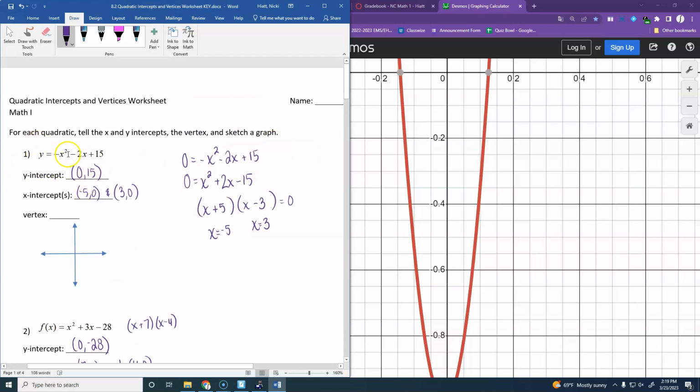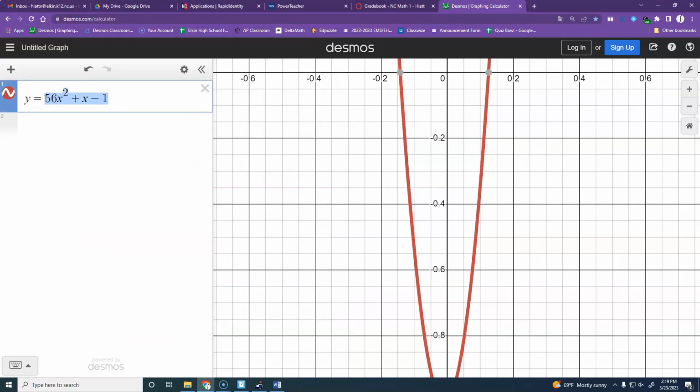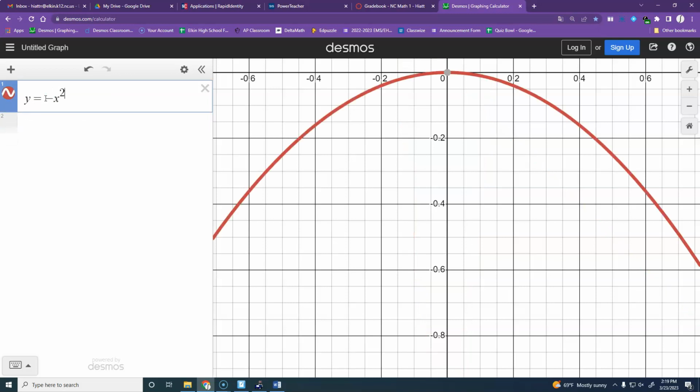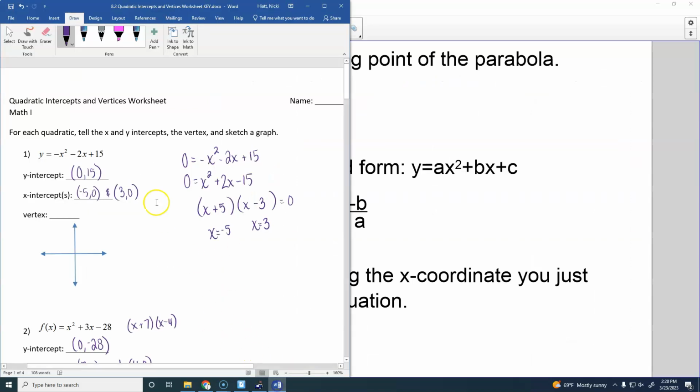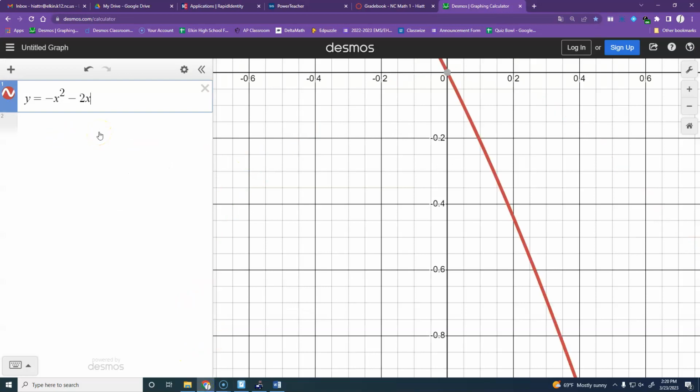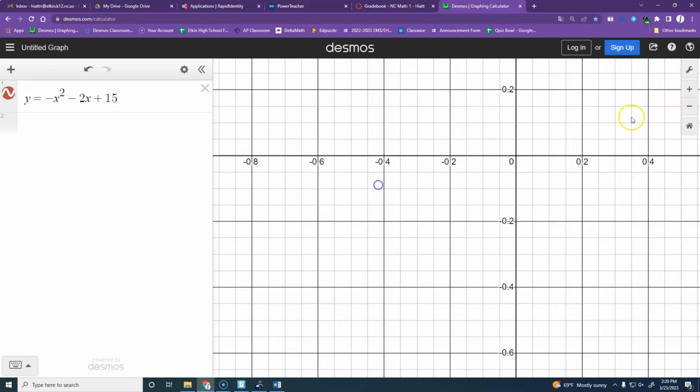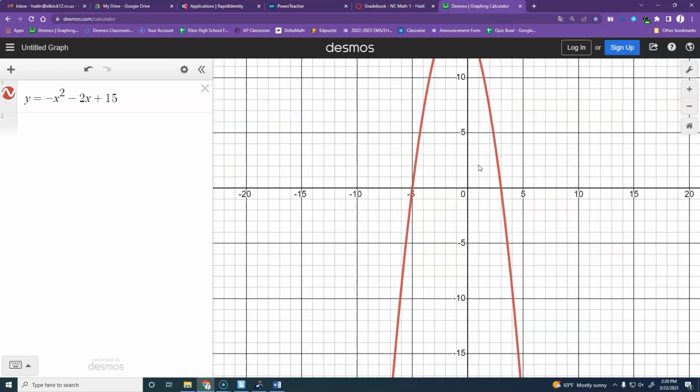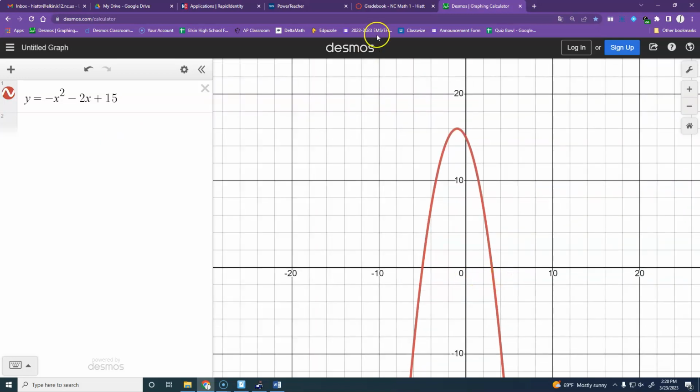I've got negative x squared minus 2x plus 15. I'm going to graph this up here so you can see it. This is not calculator active, but I think it is helpful to see what it looks like sometimes. All right, and let me hit that button. So if I graph this, on this graph I have x-intercepts at negative 5, 0, and 3, 0.